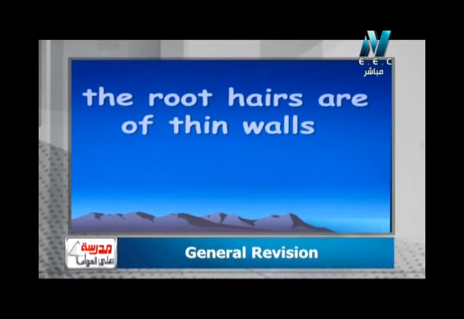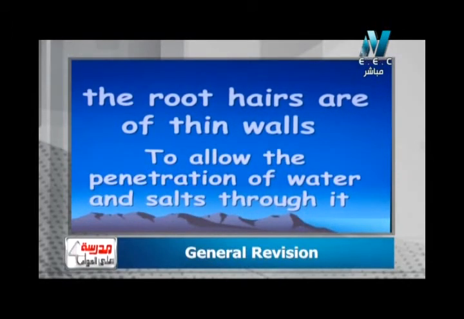So let's practice how to answer the give reason questions and what is the simple, right answer for all these questions. The first question says: the root hairs are of thin walls. Why do they have thin walls? Surely to allow the penetration of water and salts through them. Again, to allow the passage of water and salts through them. We can write it in more than one way, with different words or wording, but it must be correct. So again, the root hairs are of thin walls to allow the penetration of water and salts through them.